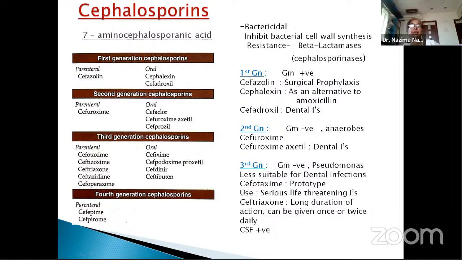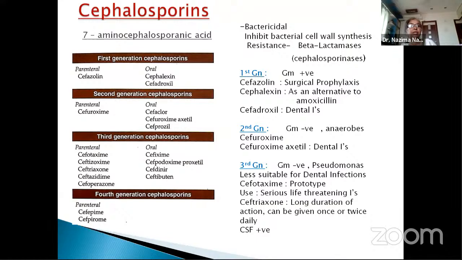Of course, there could be resistance to these drugs by the organisms which release beta lactamases, in this case called the cephalosporinases. So if cephalosporinases are released by the bacteria, then there could be resistance to these drugs. Now, the spectrum differs with each generation.